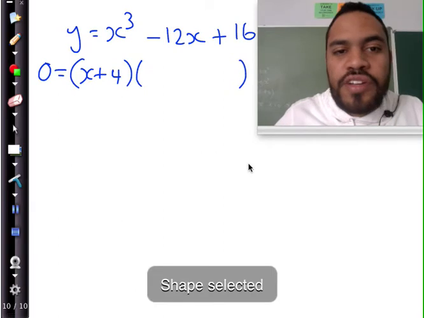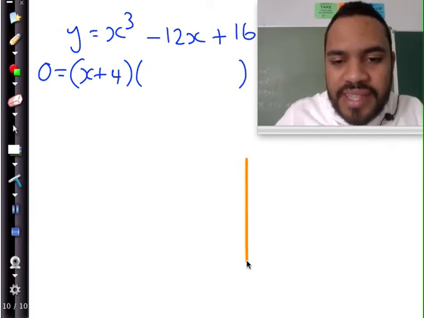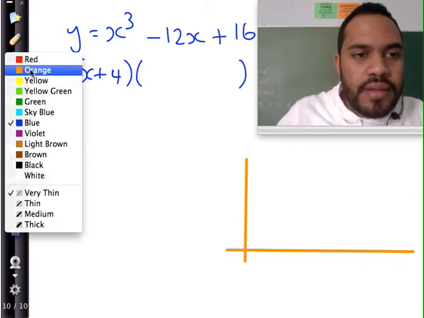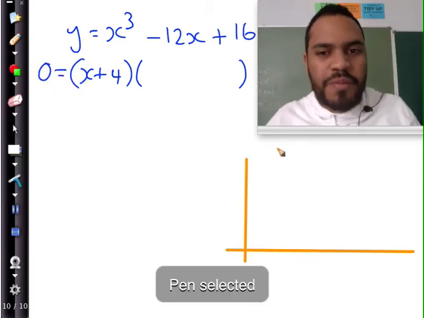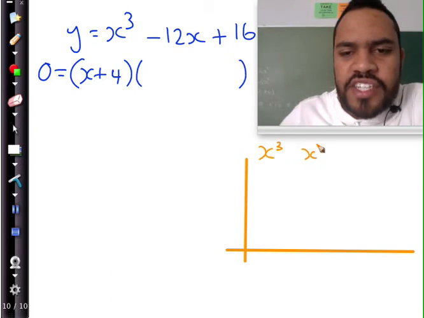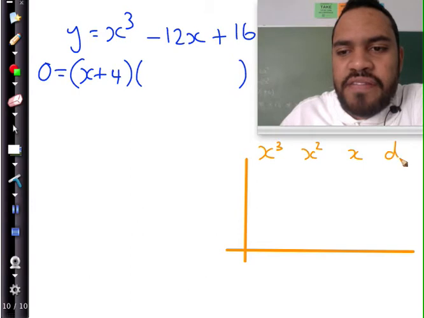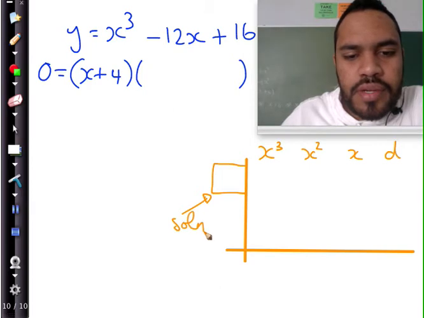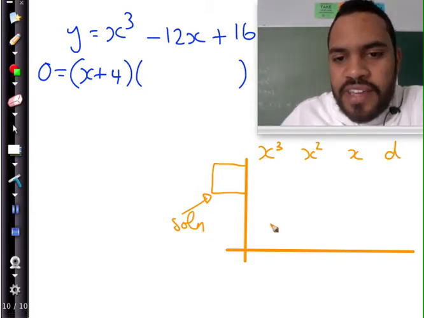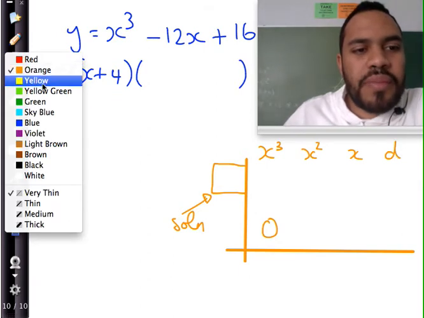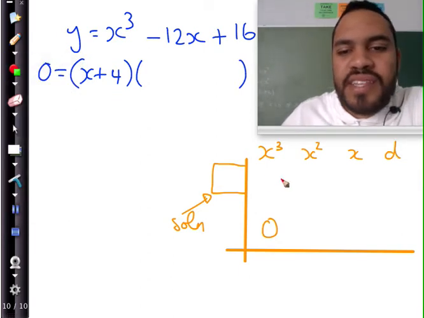Okay, in order to continue further now we can apply the synthetic division, right? So we set up our table. Work with me, people. I've got x cubed on this side. I've got x squared on this side. I've got x and I have d. On this side I need to put in, what needs to go here? The solution, right? Over here I need to put in 0. And that's part of the setup. Thereafter I'm going to insert the coefficients over here.